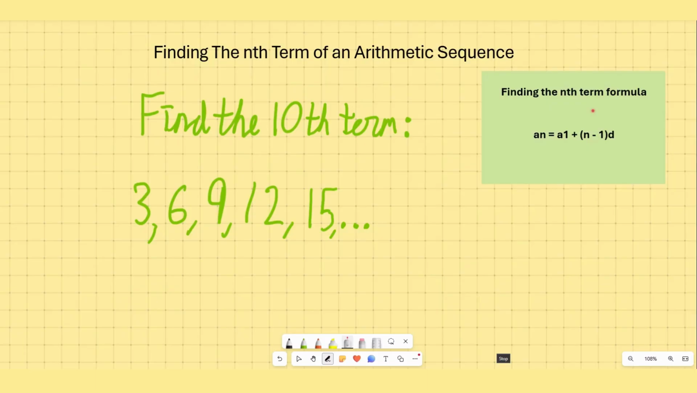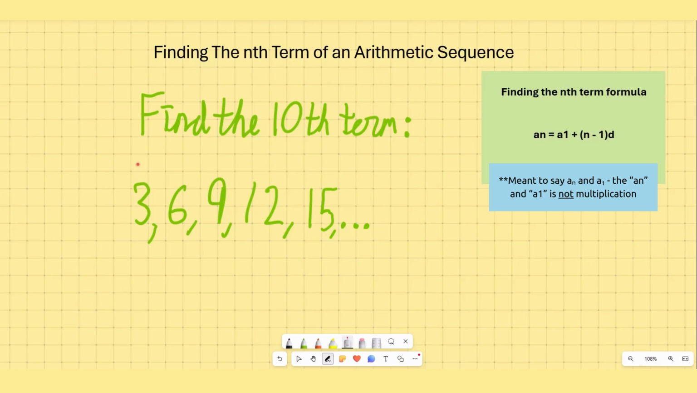So let's start on the left side. On the left side we see this variable a sub n, and this is basically the value of the nth term that you're going to find. Now moving on to the right side, we're going to see a sub 1. A sub 1 is the very first term in a sequence, and in this case it would be 3 because it's the very first term in the sequence.